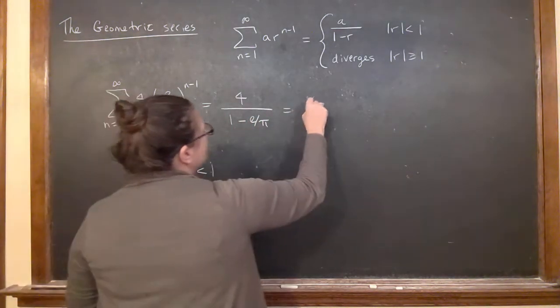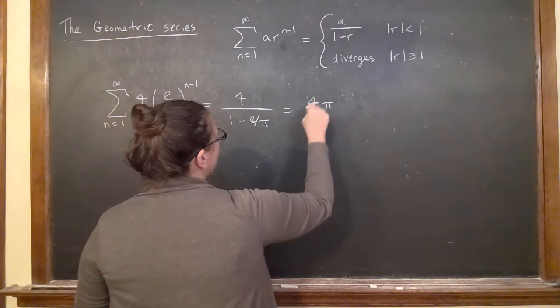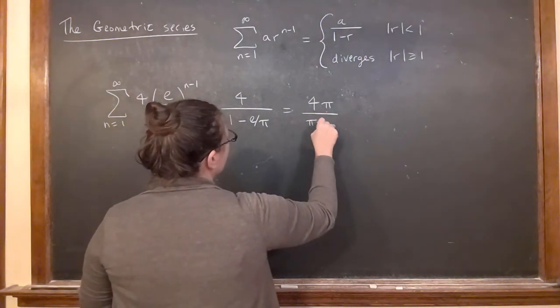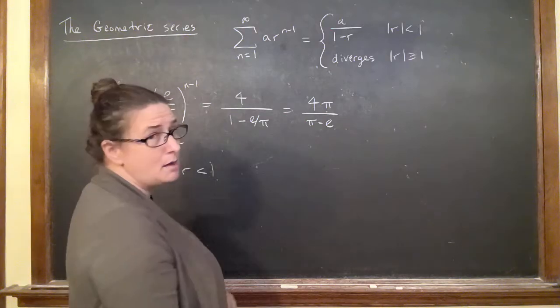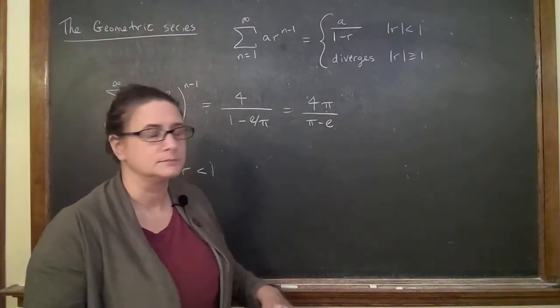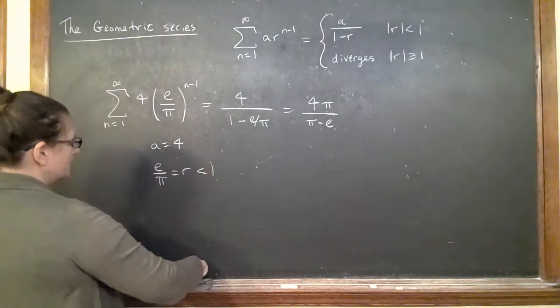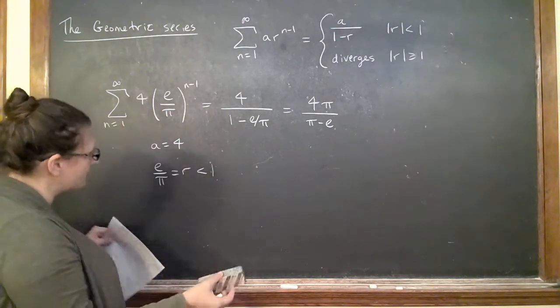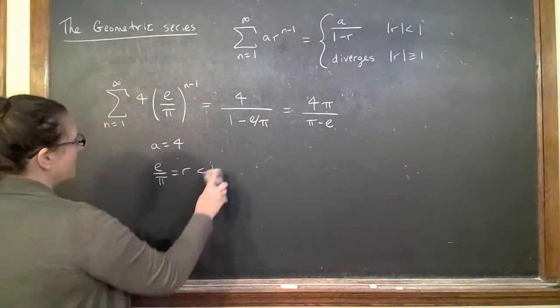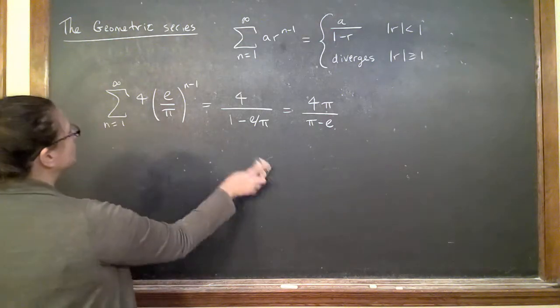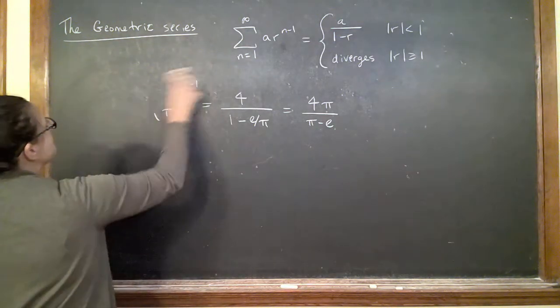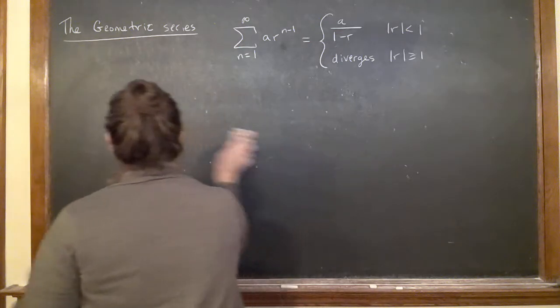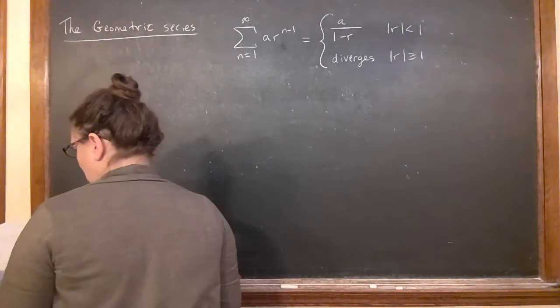I can clean that up a little and get that number. That was an easy one. The only thing strange about it was that there was some e and pi in there, but it looks exactly like that. Let me give you an example of one that we might have to do a little bit more work with.